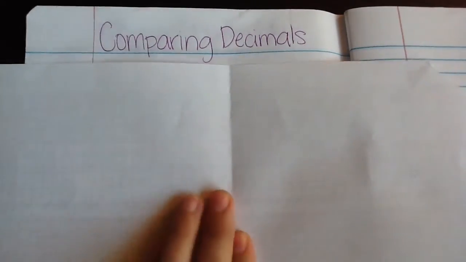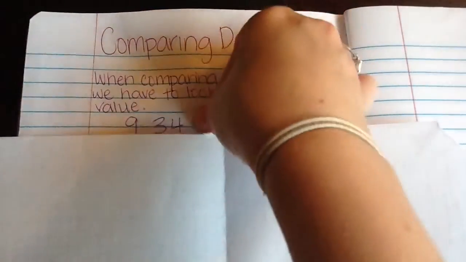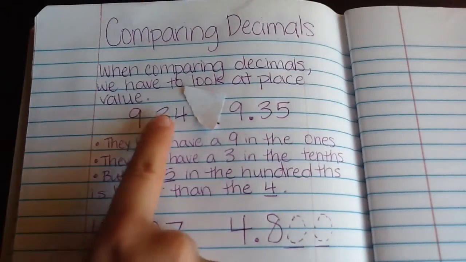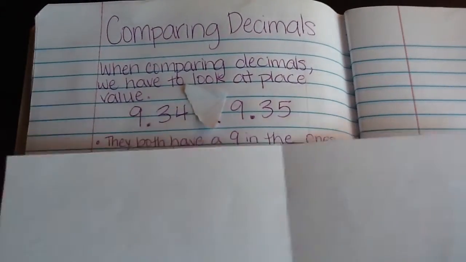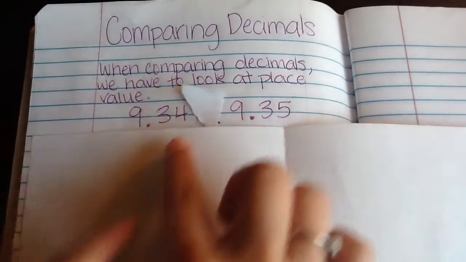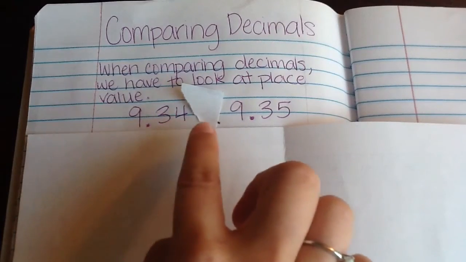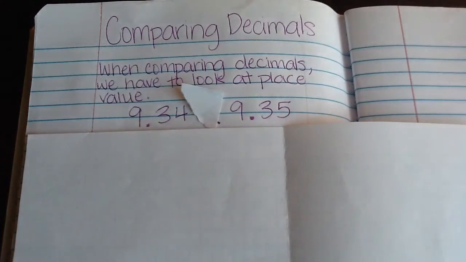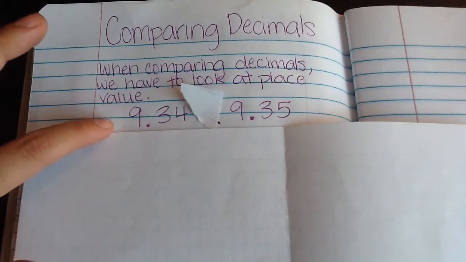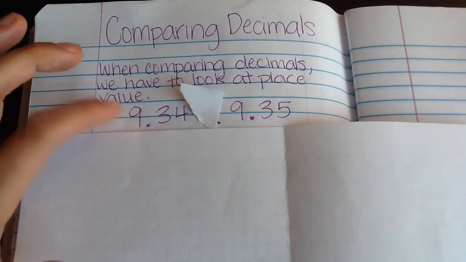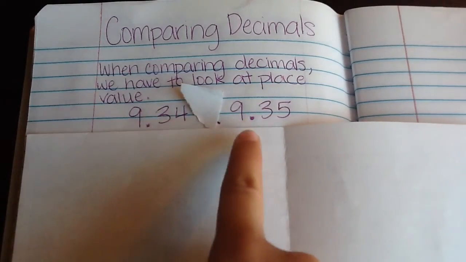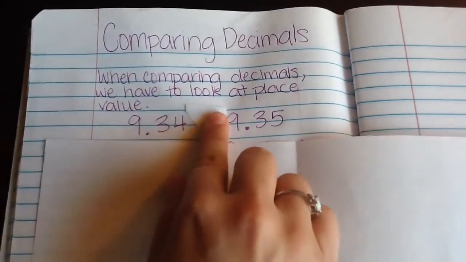What I'm going to have you do is you're going to go ahead and write down this example here. Sorry, I don't want you to see because I want to talk about it. Okay, so when comparing decimals, we have to look at place value. Okay, so please write that down and then write down these two numbers, 9.34 and 9.35. When you read a decimal number, you start with the ones. If you have tens or hundreds, you start with those, but right now we just have 9, so it reads 9 and 34 hundredths, and over here we have 9 and 35 hundredths, okay?